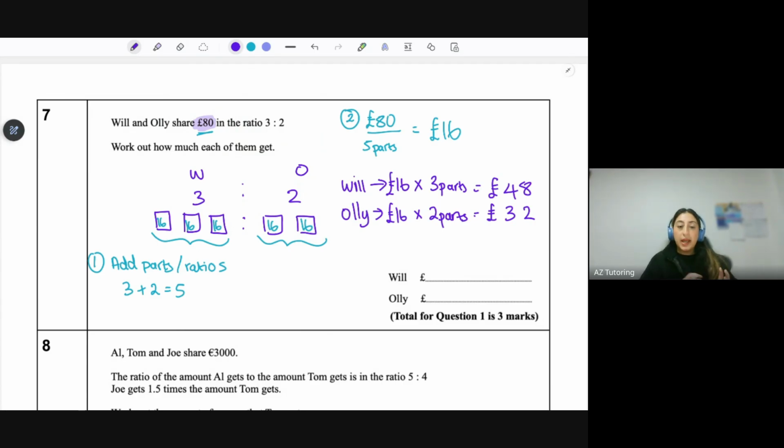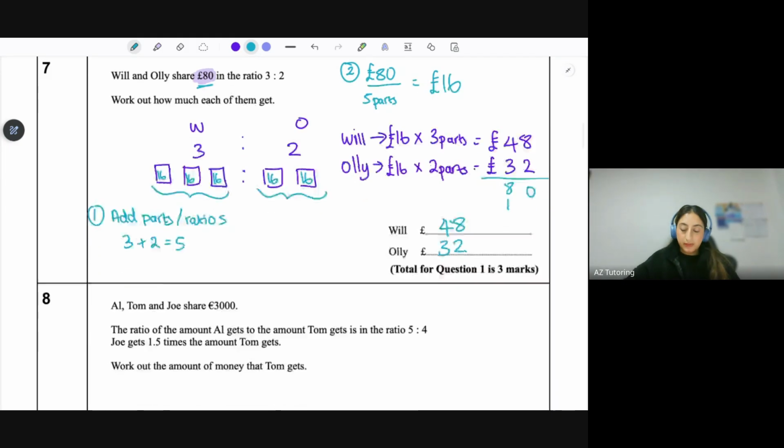So now we've shared the £80 between both of them in their parts. If you want to double check your answer, the total of these two should be £80. So you know you've shared the total amount. So 8 plus 2 is just 10. 4 plus 3 plus 1 is just 8. So we can see the answers are right. So Will gets £48 and Ollie only gets £32, which makes sense because Will gets more parts. So hopefully that makes sense. Right, let's move on to the next question.